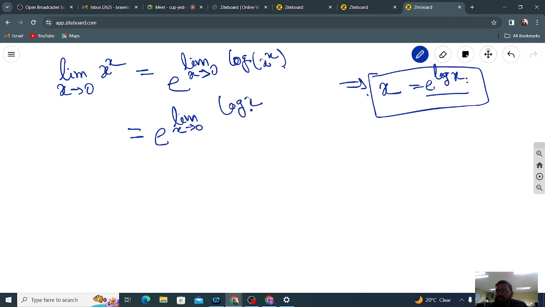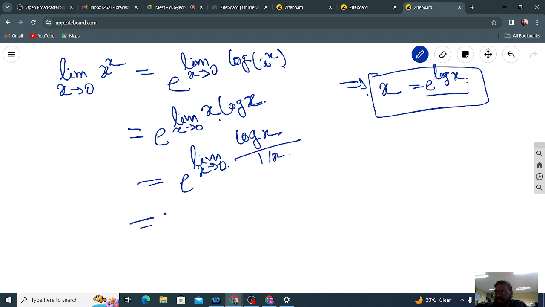of x log x, because the log function is taking the power out like this. Then I can write it as exponential limit x tends to 0 of log of x over 1 by x.